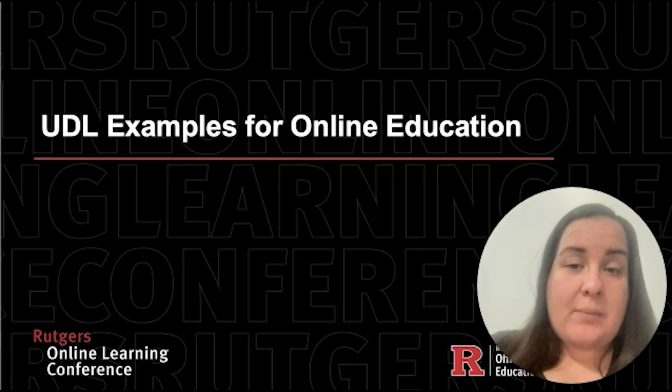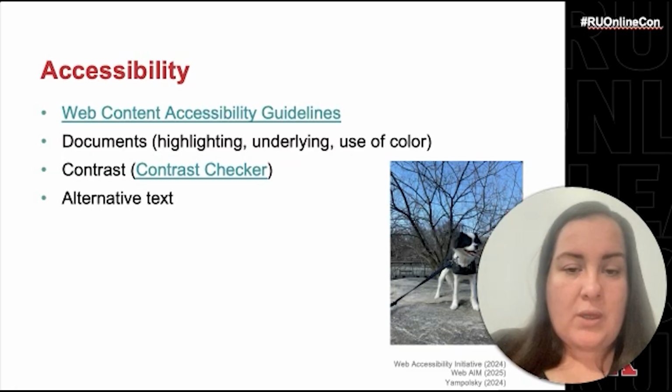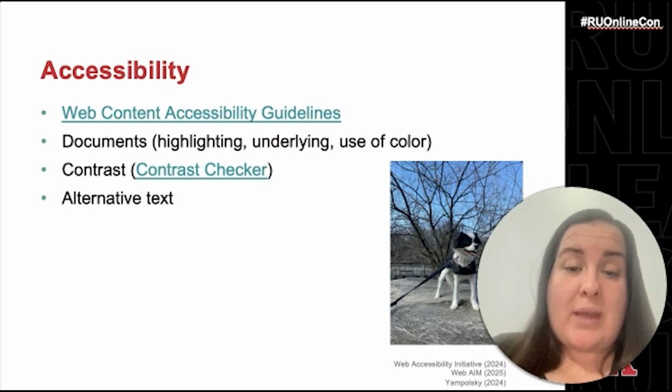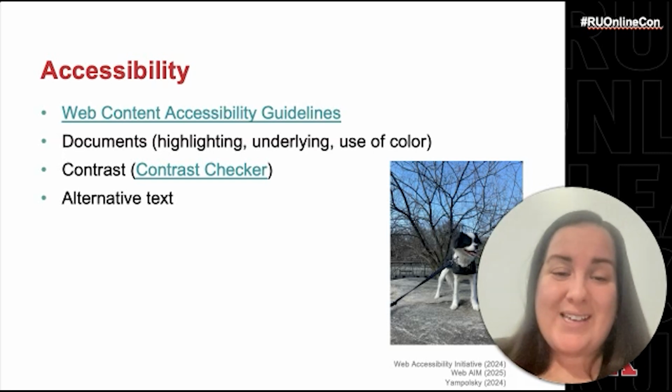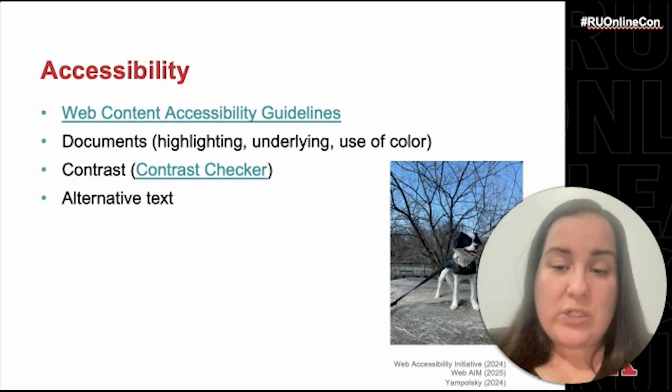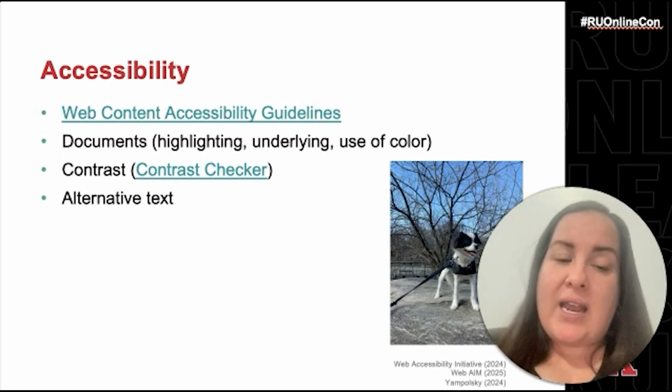I now have 3 examples for online education and how we can apply UDL principles to them. First, accessibility. We could do an entire presentation on making online course documents accessible alone, and indeed my mentor has done so. Still, I'm going to highlight just a few key ways in which you can improve your course documents' accessibility, and have also again linked the Web Content Accessibility Guidelines from the Web Accessibility Initiative here.